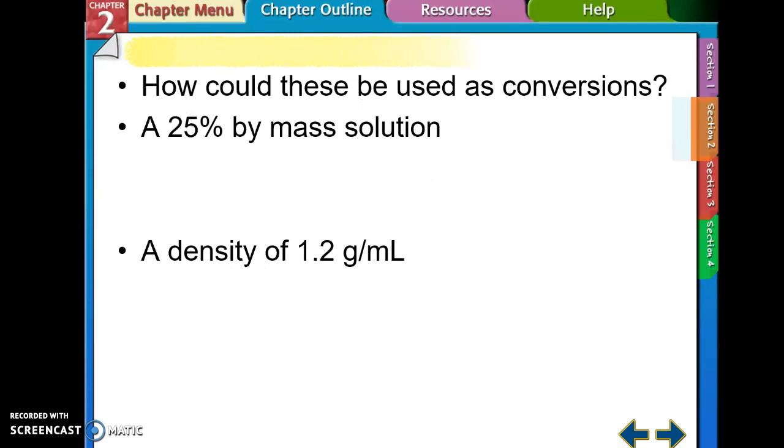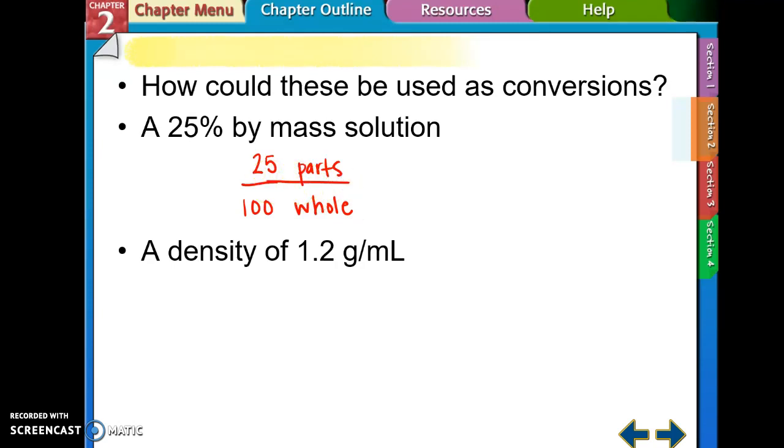So how could I use these as conversions? If I see that it says 25% by mass solution, what I'm going to read that as a conversion is 25% means 25 out of 100. So I would use that as a conversion. So that would be 25 parts, and 100 is the whole. So that would be part of the fraction.